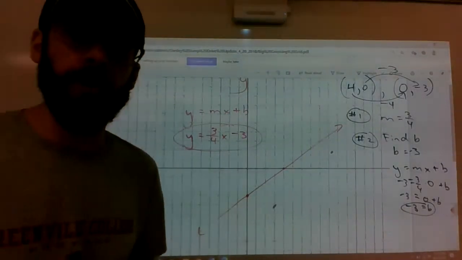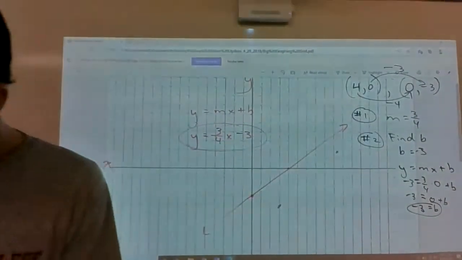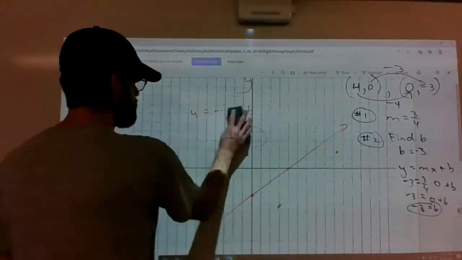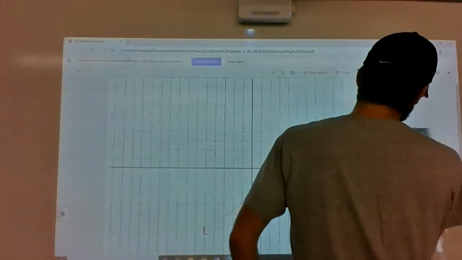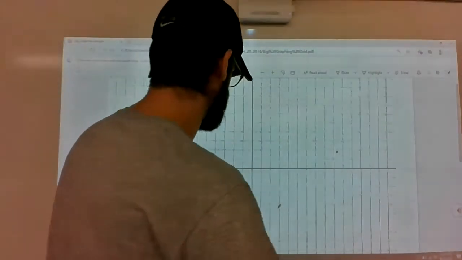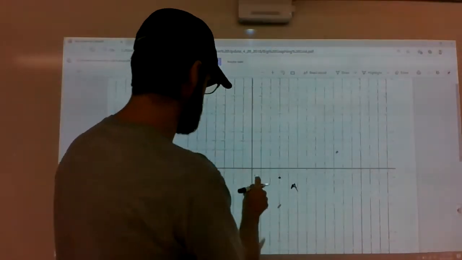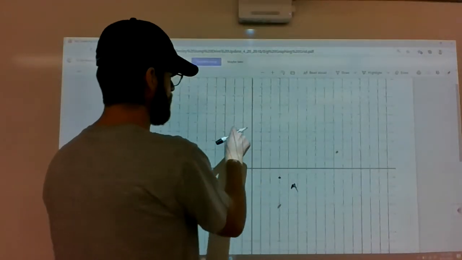I'm going to try to do one more, number 37. It's talking about perpendicular bisectors, which is always a fun time. All right, 3, -1, -2, 6. So 3, -1 is A, and -2, 6. 1, 2, 3, 4, 5, 6.